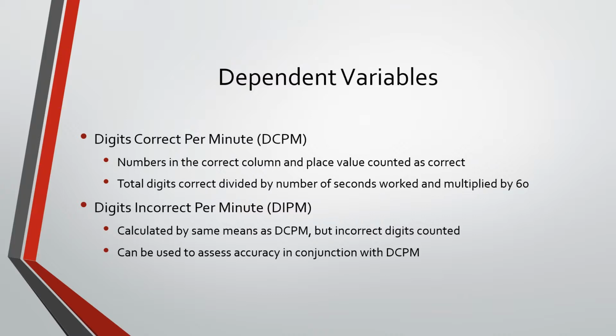And so if we add in a digits incorrect per minute, while still fluency because it is a unit of time, we can then compare correct and incorrect to see how accurate they are. Are they having 20 digits correct per minute but 0 incorrect? So we know that they have 100% accuracy in the problems they are solving. And so digits incorrect per minute was calculated in the exact same way, but incorrect digits were calculated.